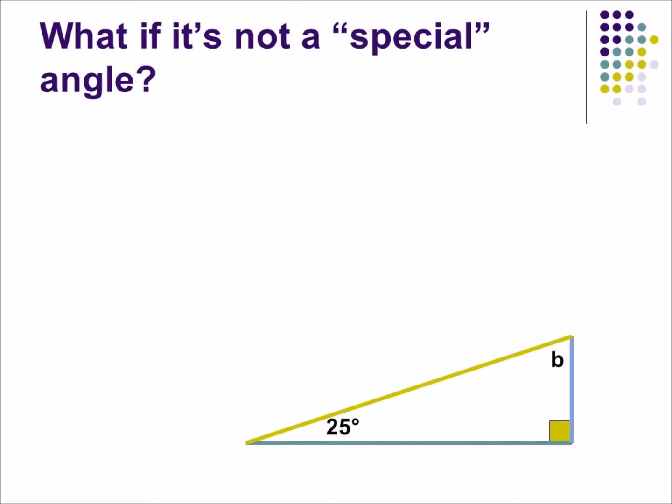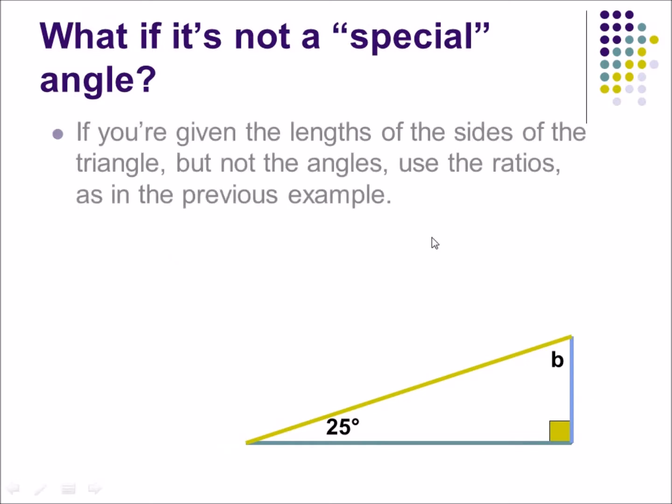Well, what if it's not a special angle? In this case, we have a 25-degree angle. And who knows what the ratio of the sides is there. Well, if you're given the lengths of the sides, but not the angles, then you can use the ratios. In that last example, angle B was not a special angle, but as long as we know the lengths, we can use the ratios to get the trig functions.